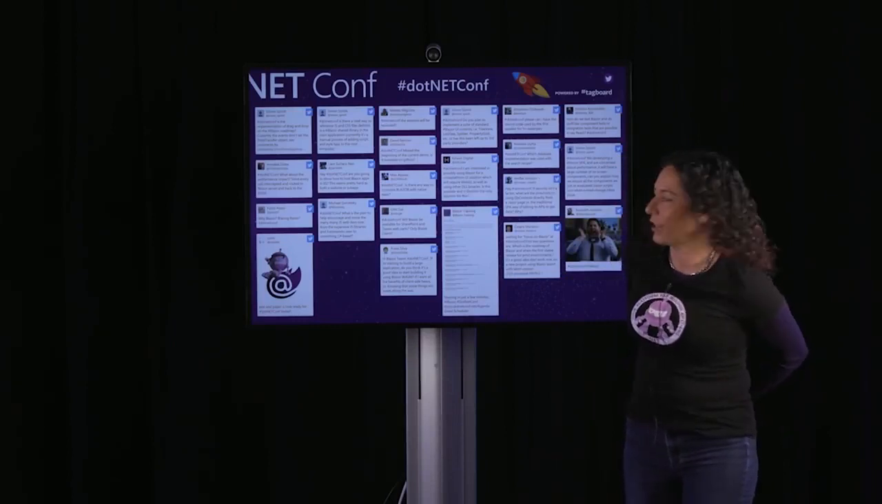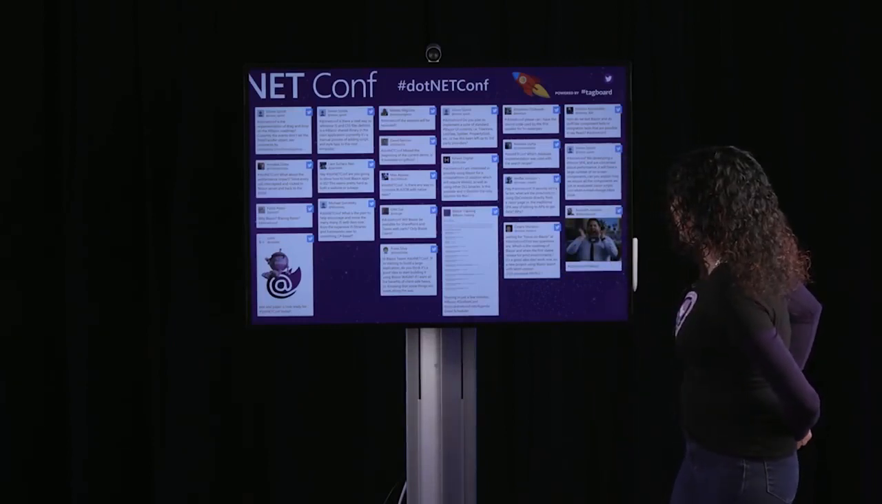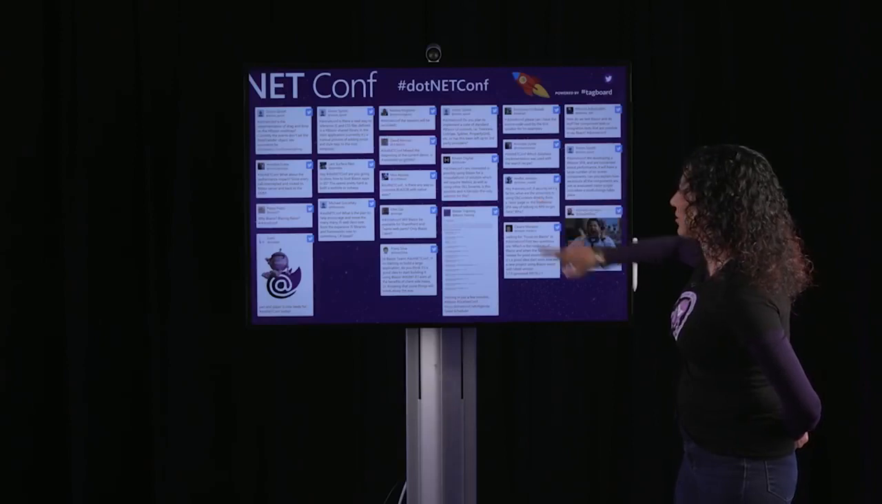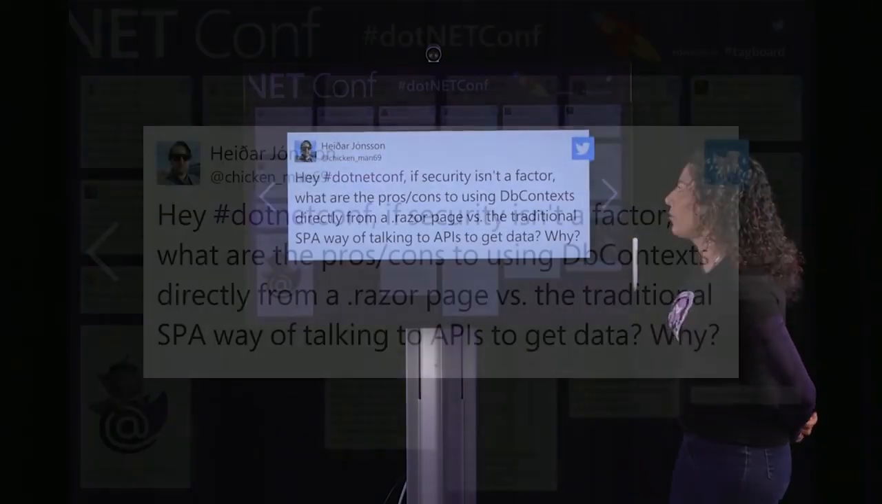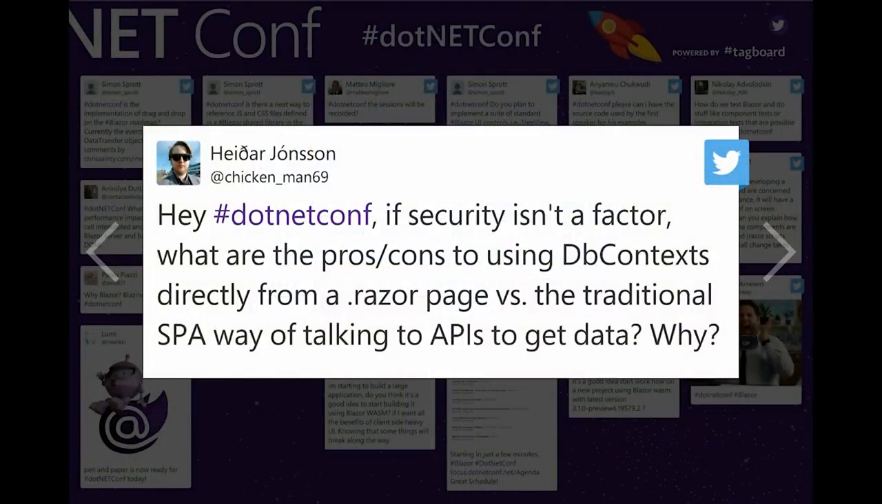We actually have a ton of questions. So let's take this one here. It's about security. Okay. Hey, .NET, if security isn't a factor, what are the pros and cons of using DbContext directly from a Razor page versus the traditional SPA way of talking to APIs to get data? And why? All right, cool.